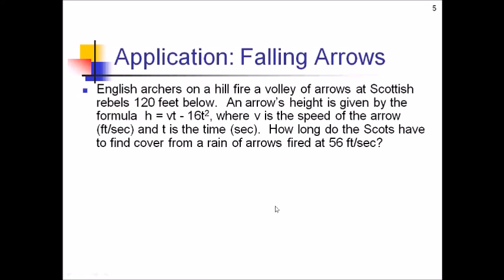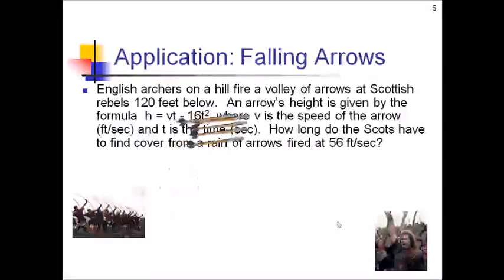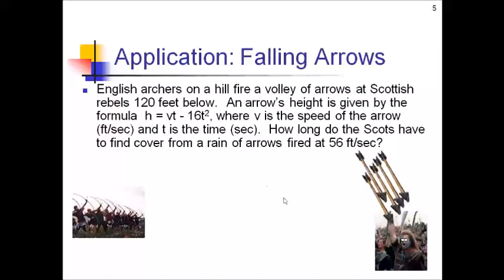Let's do another example. For this one, we'll do a real-life problem. English archers on a hill fire some arrows at some Scottish rebels 120 feet below. So here's our Scottish rebels. Freedom! So here's our arrows. Arrows meet Scottish rebels. Whew. Oh, no! All right. So the arrow's height is given by this formula. H equals Vt minus 16t squared, where V is how fast the arrow's going, and t is your time.